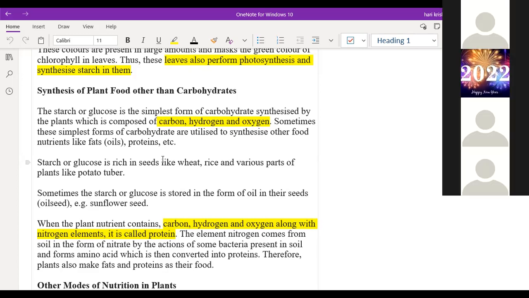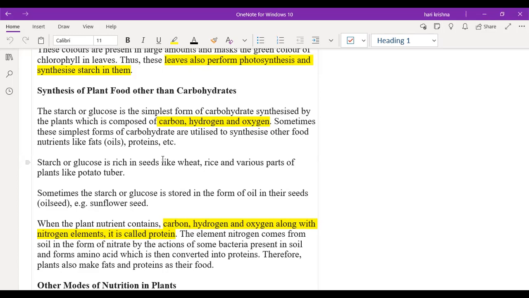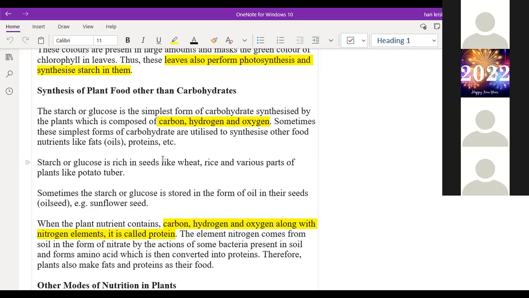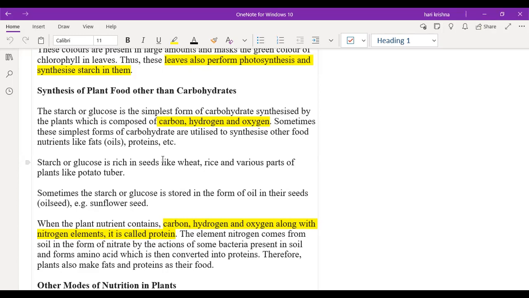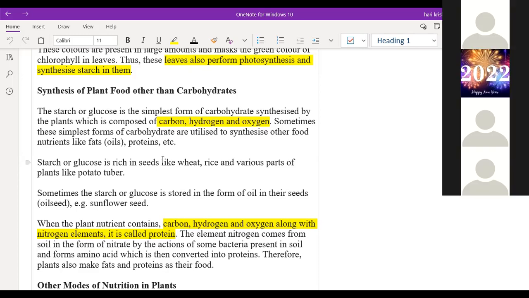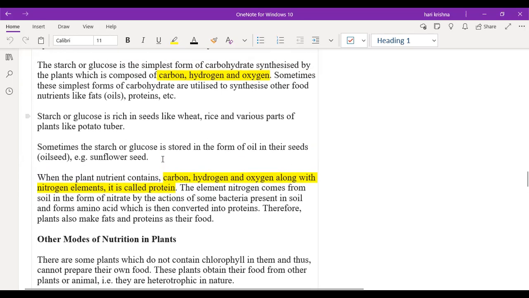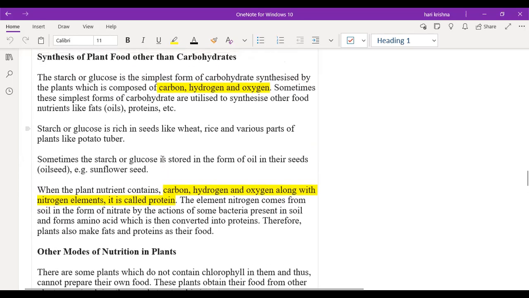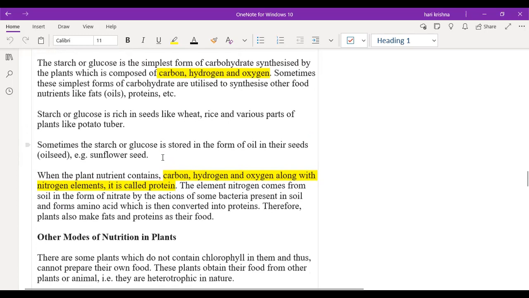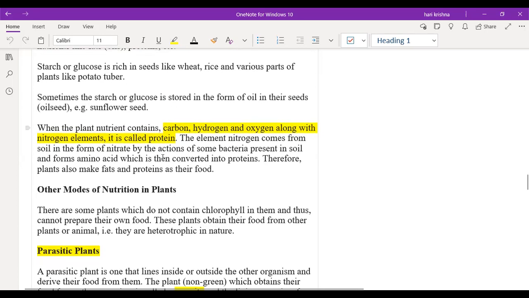So starch or glucose in rice, in seeds like wheat, rice, and various parts of the plants like potato tuber. Sometimes the starch or glucose are also stored in the form of oil in the seeds. Example is the sunflower oil. Next, apart from these, it will also provide the proteins, fats, minerals, vitamins, and different types of nutrients.